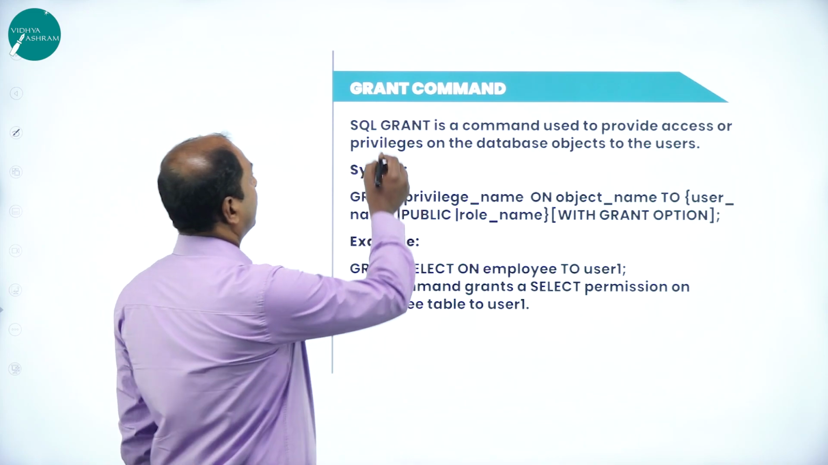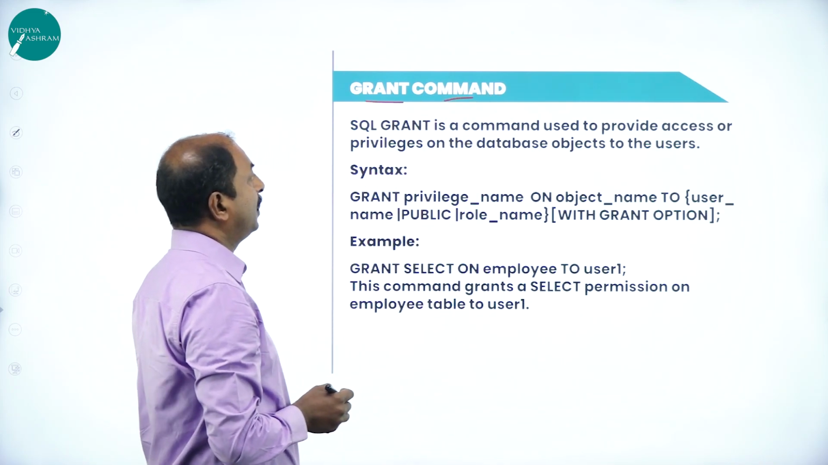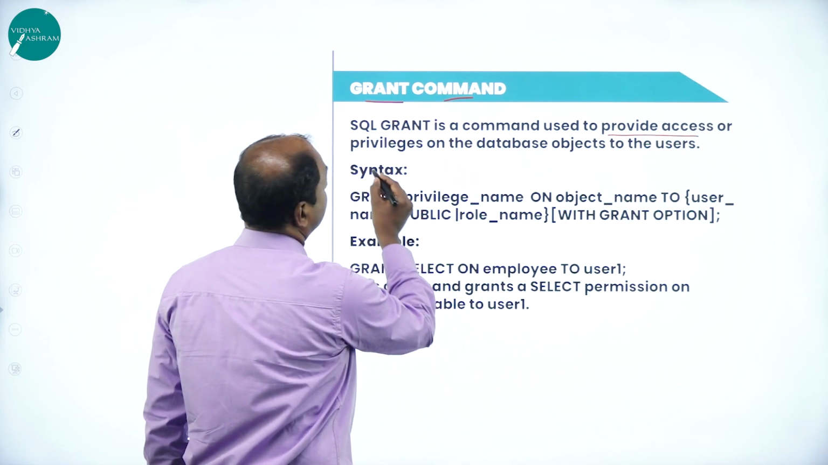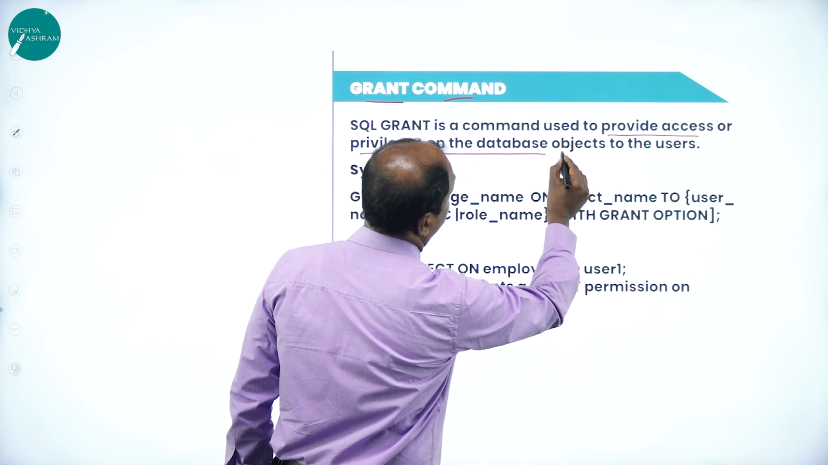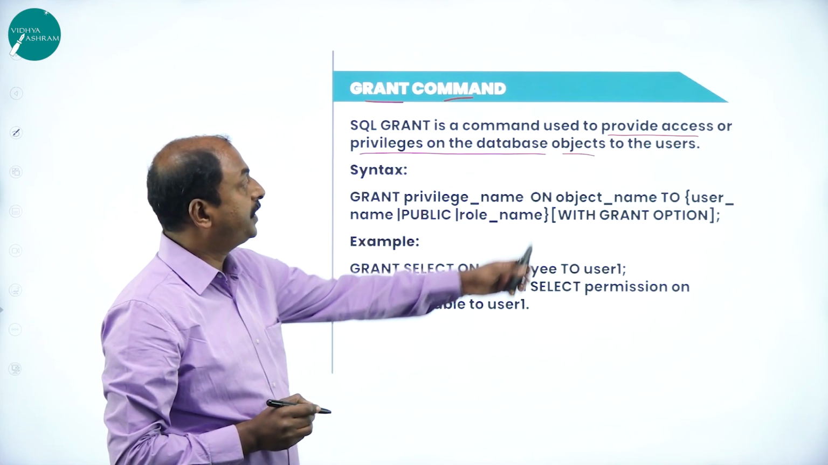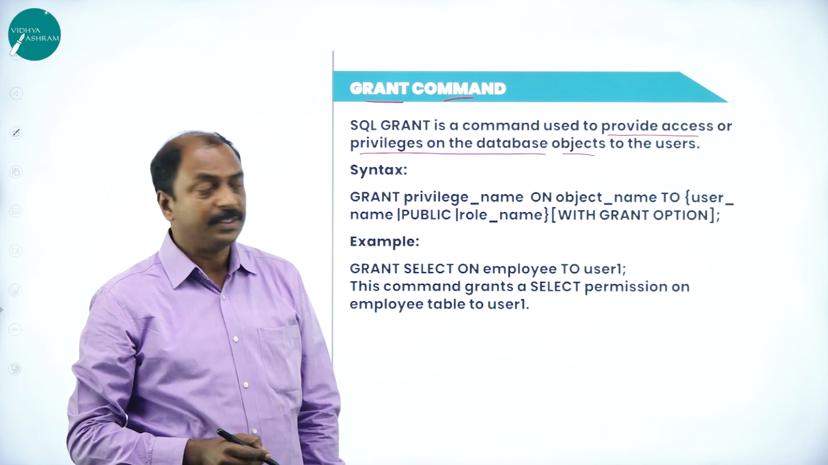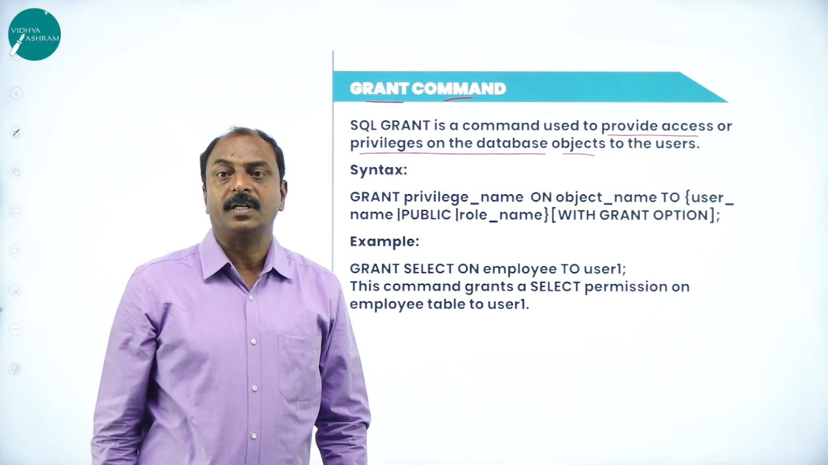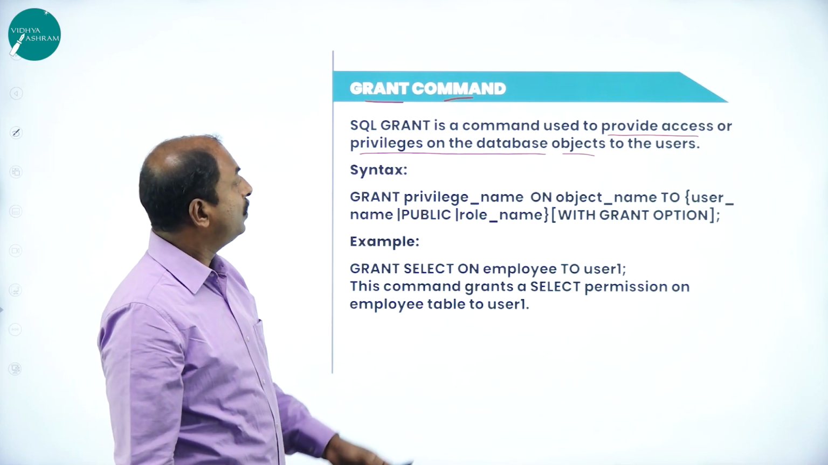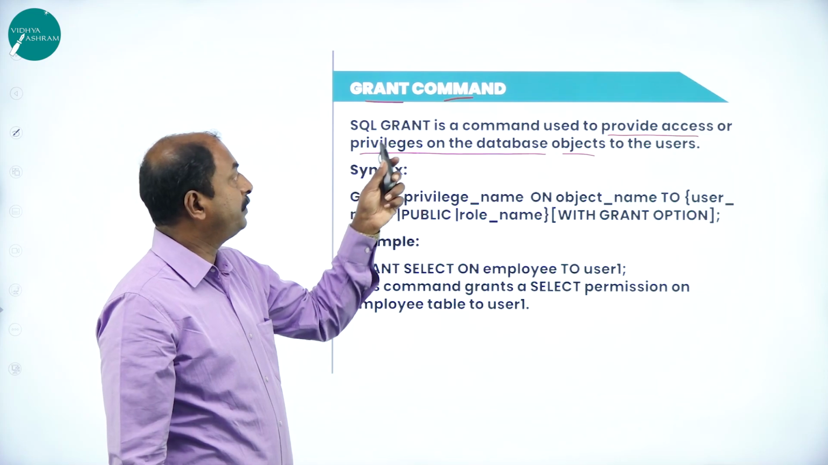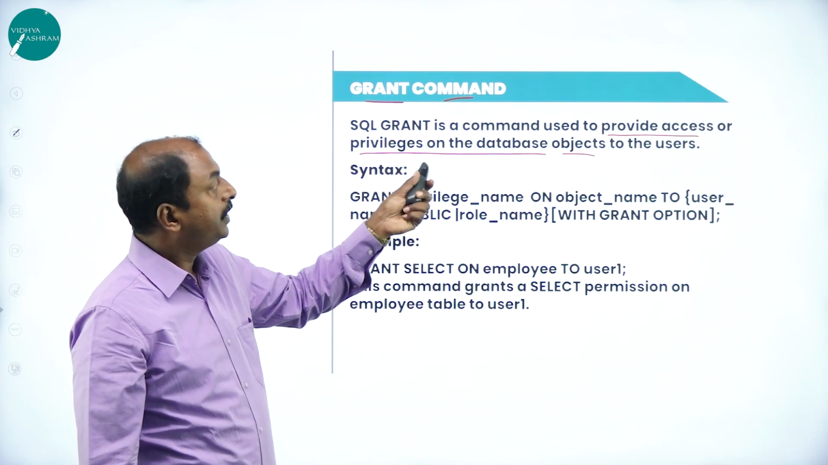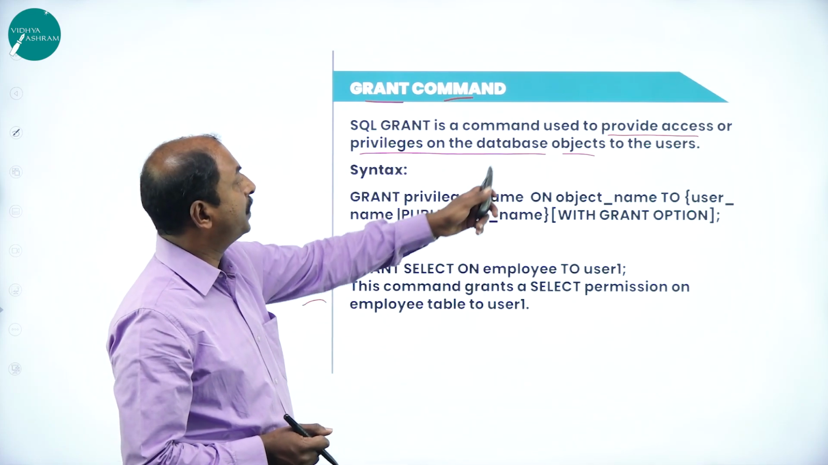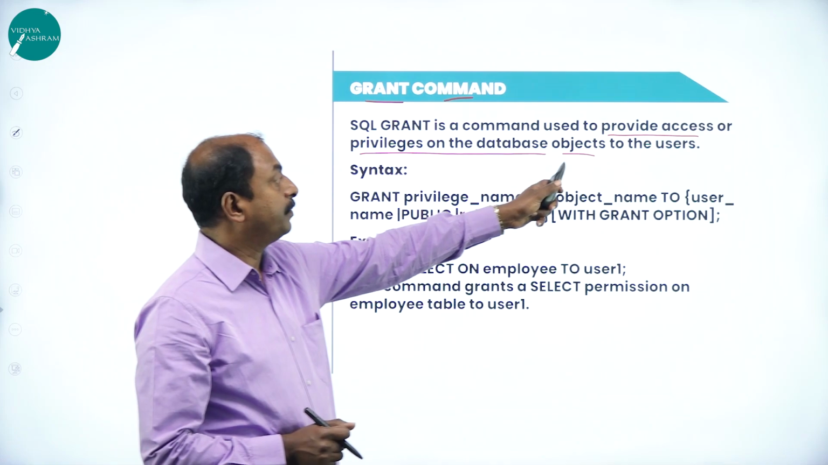Next one is the grant command. Grant is a command used to provide access or privileges on the database objects to the user. If I say database objects, it is nothing but tables. So it's going to provide access or privileges. Privileges are nothing but access permissions. So with the help of the grant command, it is possible for us to give permission to different types of users or different levels of users for particular database objects, that is nothing but tables.